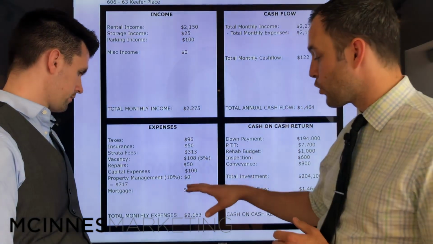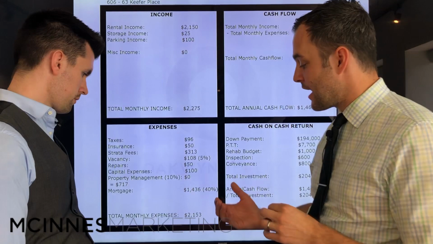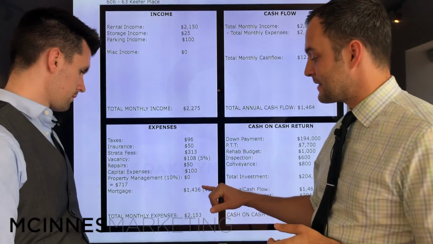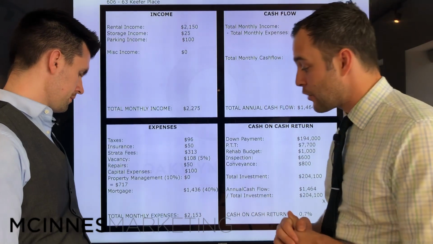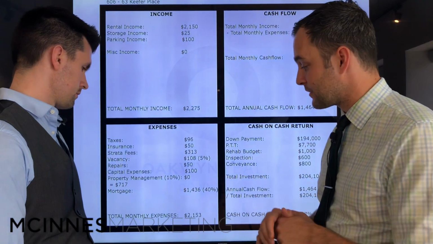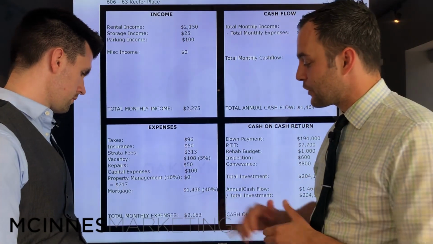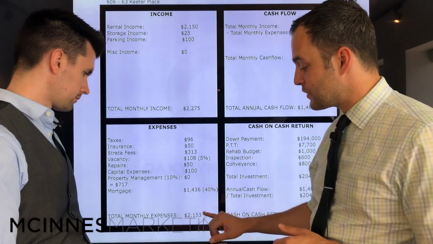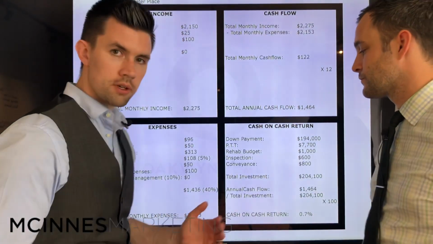Now, the mortgage. To break this investment even, so it's not negatively cash flowing, I've picked the amount of 40% down. A little bit higher than typical, but that 40% down on the mortgage, which is $194,000 down on a purchase price of $485,000, which this unit is currently listed at. We'll just pick that list number as the break even or the purchase number. 40% down gives you $1,436 a month as your mortgage payment. So collective expenses in this case, $2,153 a month.